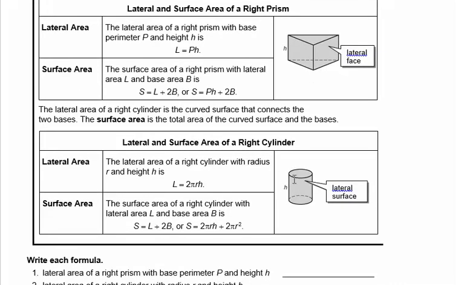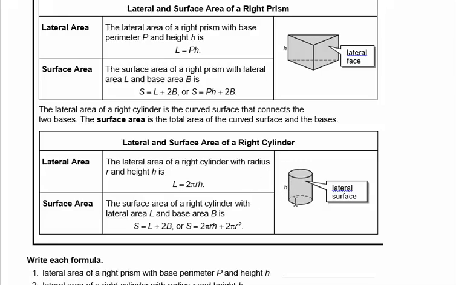Cylinder is pretty much the same thing, except in a cylinder it's a little bit easier, because if you were to unroll this label that's wrapped around the cylinder, it would be a rectangle. And this rectangle would be equal to the circumference, which is diameter times pi, or 2 times pi times the radius. So you can use either one. And the height of our rectangle is h.